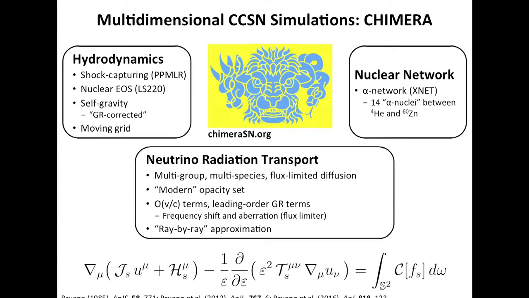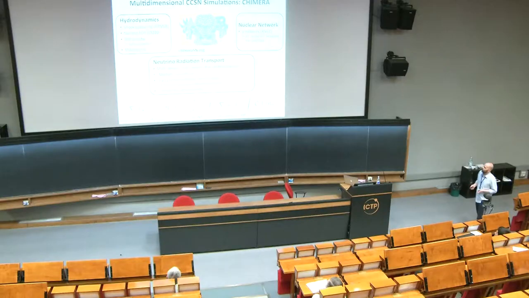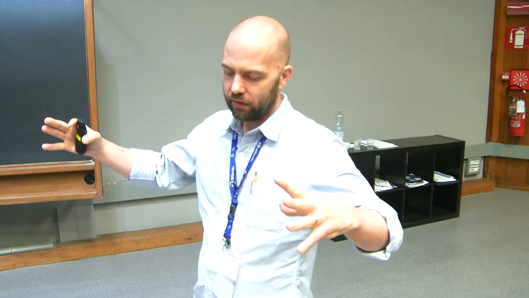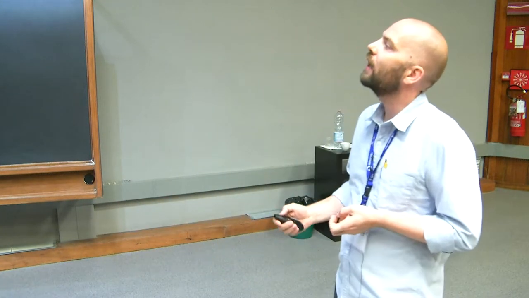So in the Chimera code, we're running multidimensional supernova simulations with spectral neutrino transport. Chimera consists of three heads. It has hydrodynamics, nuclear network, and radiation transport. The hydrodynamics is a shock capturing PPM implementation. It uses a moving grid to follow the concentration of mass during collapse.